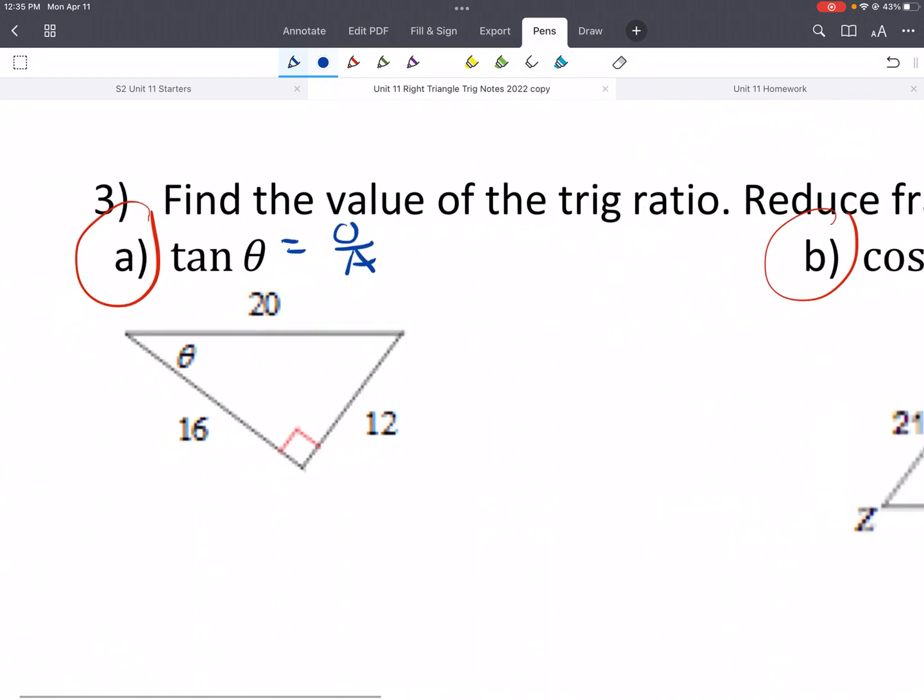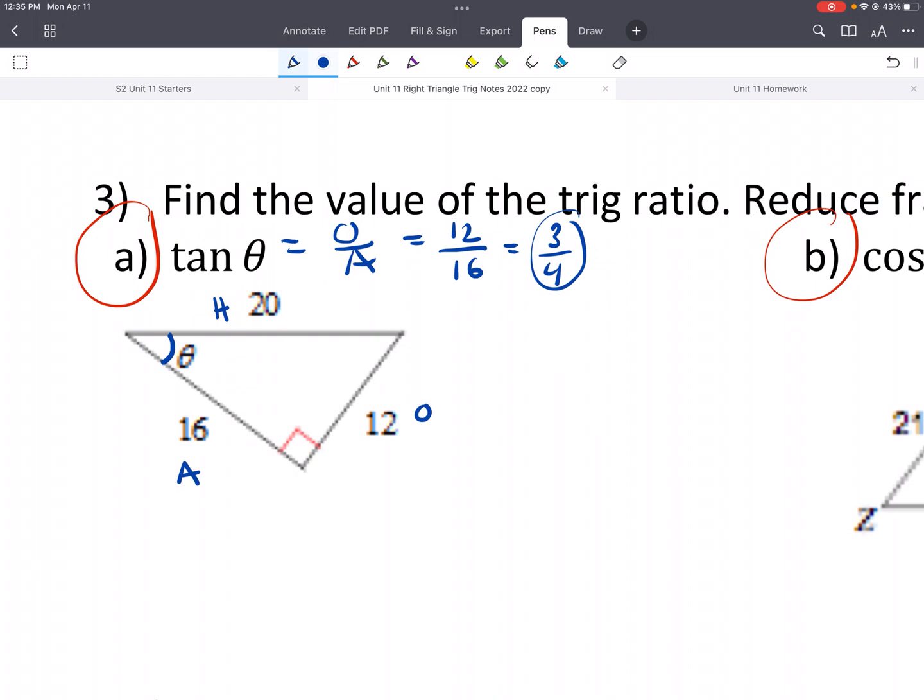So to be able to figure that out, we'd probably want to label our sides. We have our reference angle. We know that this is going to be our hypotenuse. It's opposite of that right angle. This is our opposite, and this is our adjacent. So what we're looking for is opposite, which is 12, over adjacent, which is 16. And then we just want to simplify our fractions. So we can divide everything by 4, and we're going to get 3 over 4. And that's your answer. That's basically it.